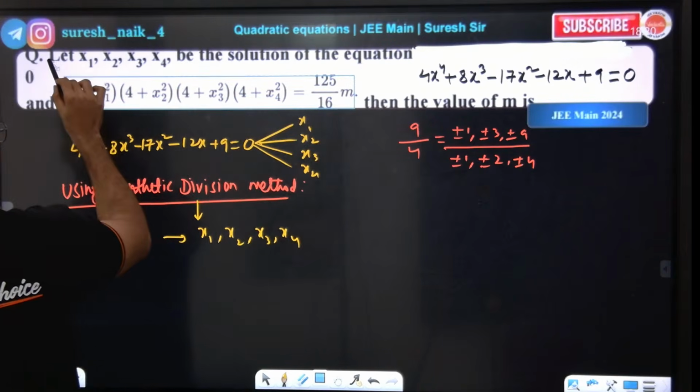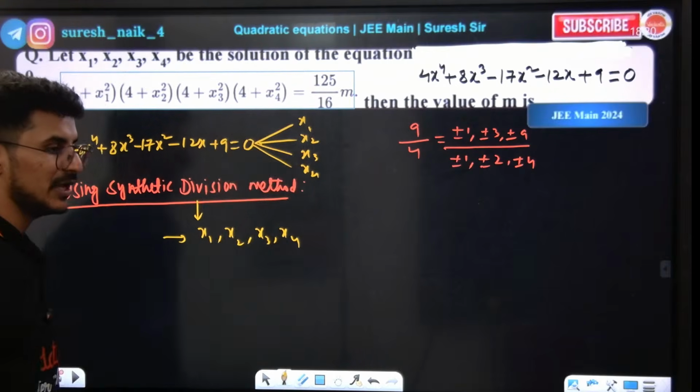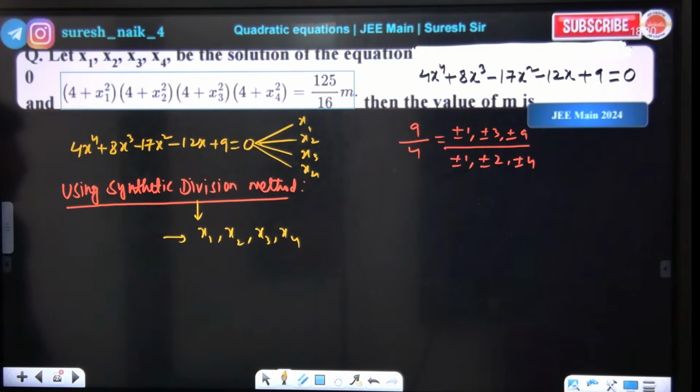இதுல substitute பண்ணா you will be getting m value. Yes or no, will you be able to do this? கொஞ்சம் lengthy தான் but கண்டிப்பா பண்ணணும், no other go. சார் இன்னொரு விஷயம் சொல்லுங்க சார், transformation of roots பண்ணிக்கலாமா? Transformation of equation பண்ணிக்கலாமா?